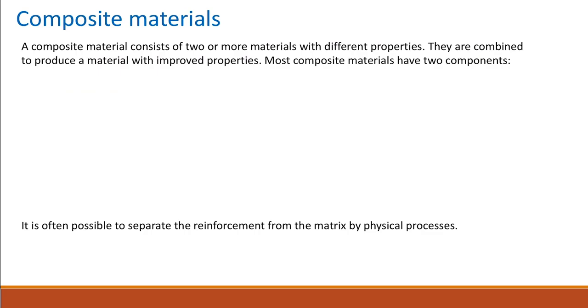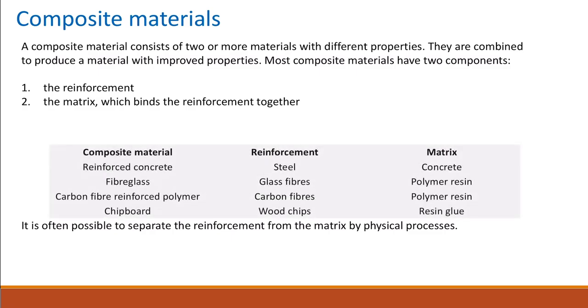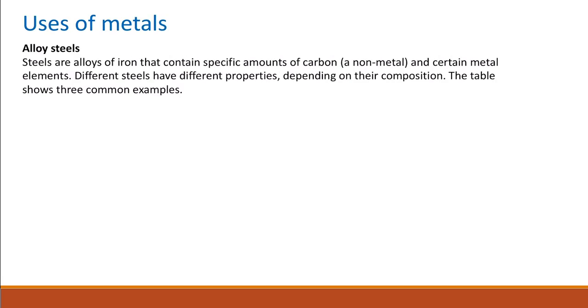Composite materials. A composite material consists of two or more materials with different properties. They are combined together to produce a material with improved properties. What you need to know about composite materials is that they have two components, the reinforcement and the matrix. The matrix binds the reinforcement together. These are some examples of composite materials, the reinforcement material and the matrix in each. It's often possible to separate the reinforcement from the matrix by physical processes.